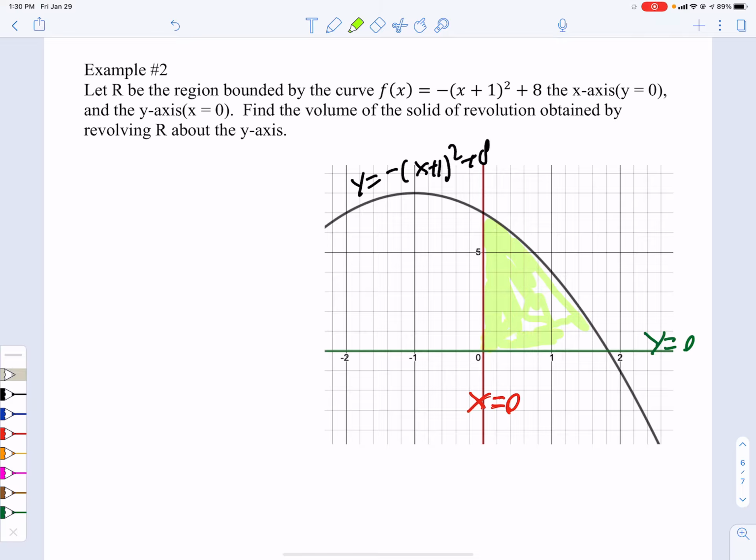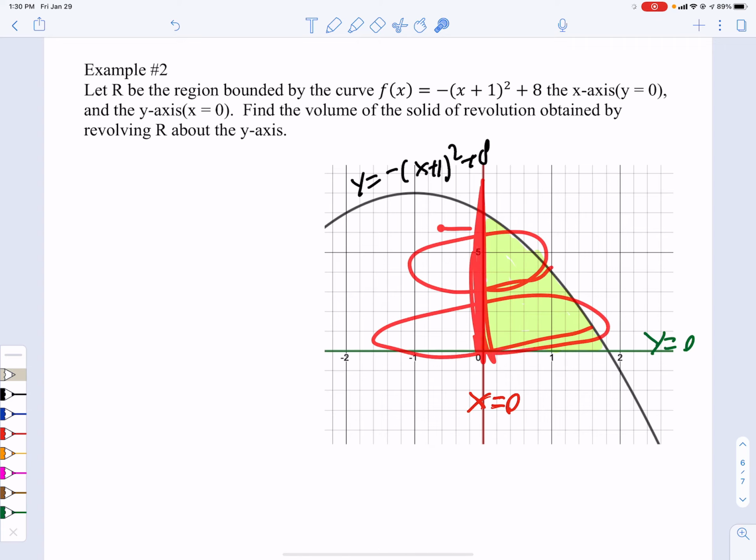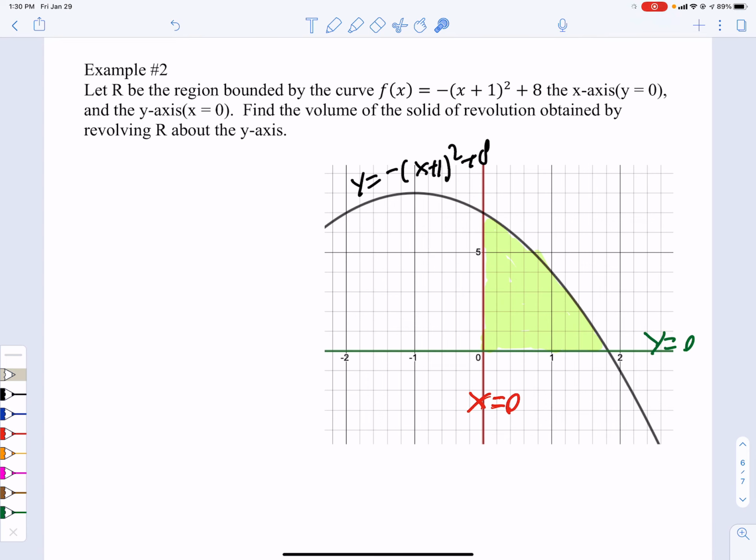Some of you are going to be having a hard time visualizing what's going on. You just need to practice until it all makes sense. So we're going to take that shaded region and revolve it around the y-axis. We're going to rotate it around here, producing disks like that. Hopefully you can see that.